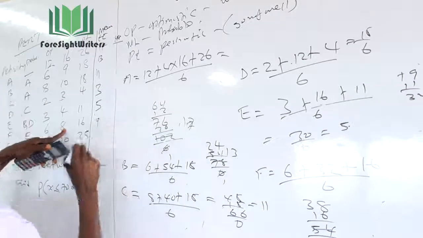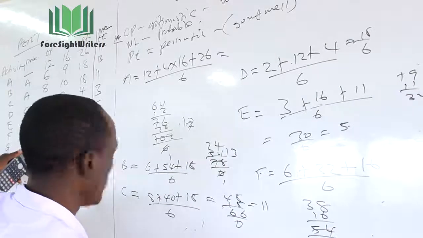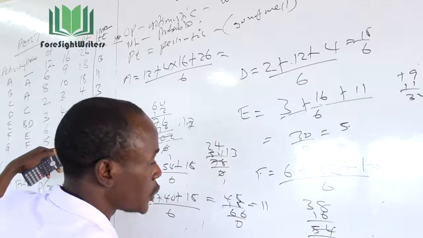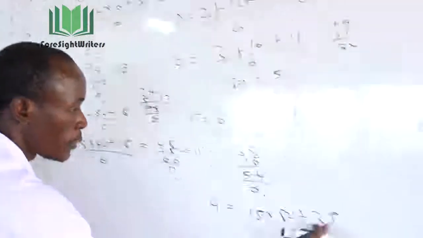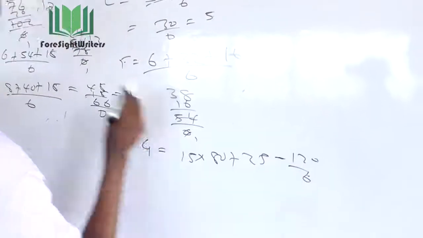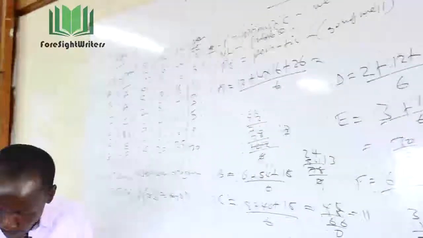So this becomes 9. And then finally, activity G is equal to 15 plus 20 times 4, which is 80, plus 25. If you add 15 plus 25, we get 40, so this gives 120 divided by 6, which is 20. So it means now the mean time for these various activities has been provided.